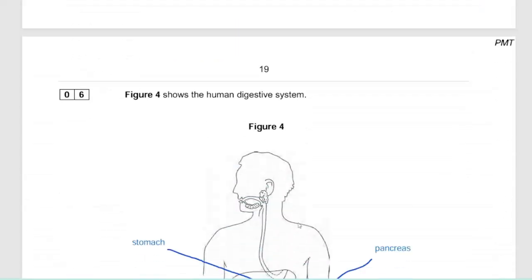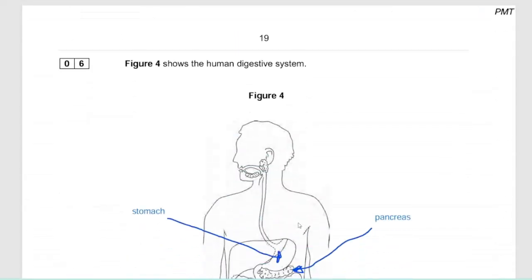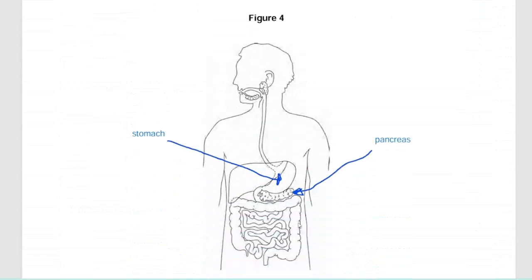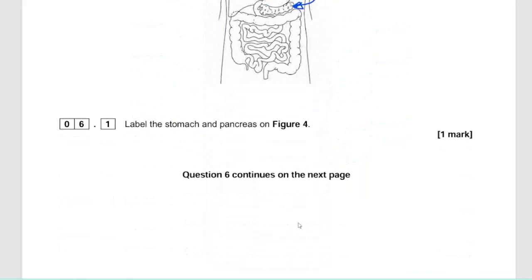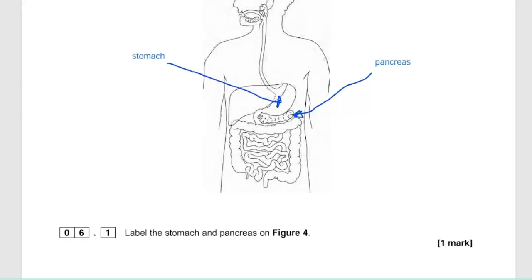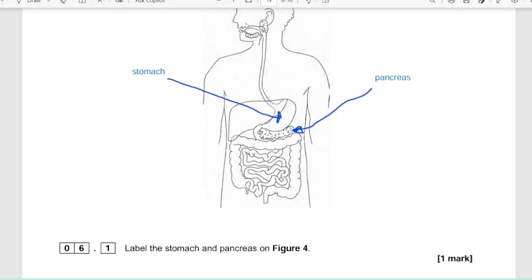Okay, moving on. Question 6. Figure 4 shows the human digestive system, and there may be some slight hints to what the next question is going to be based on the arrows that I have drawn. But the next question is, label the stomach and the pancreas. In most diagrams, the stomach is the thing that leads to the mouth and the trachea, and the pancreas is the thing lying between the stomach and the intestines.